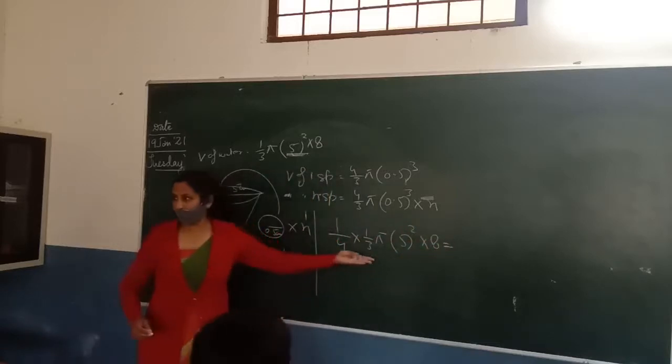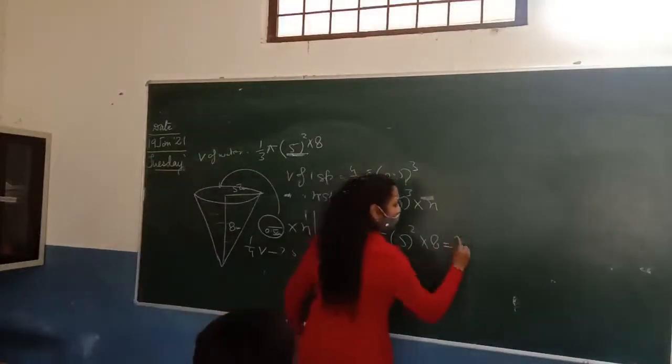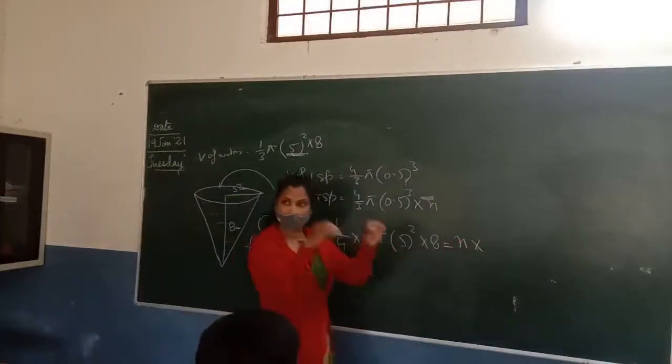This volume of water which is coming out from the cone should be equal to the volume of n spheres which we drop into the cone.